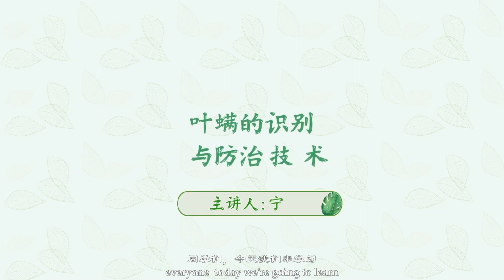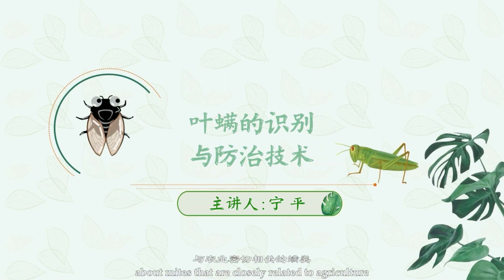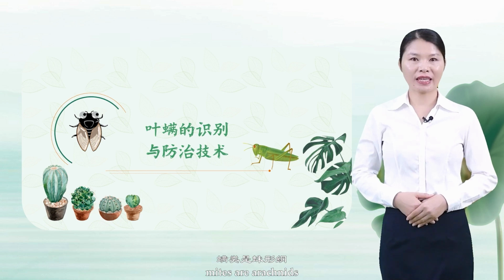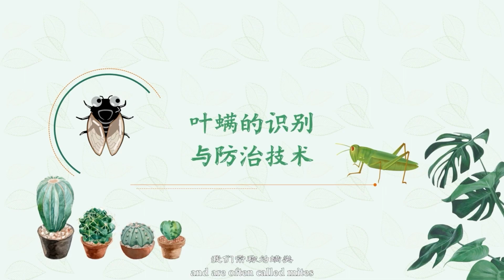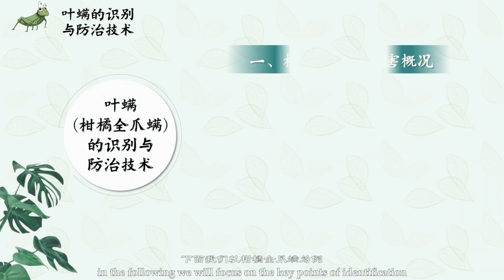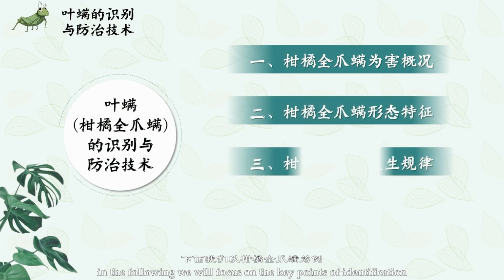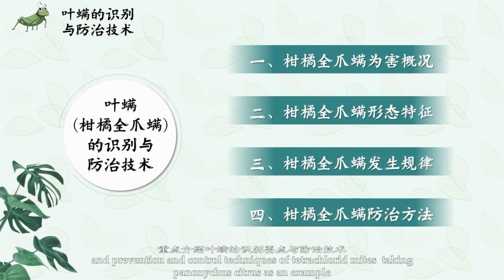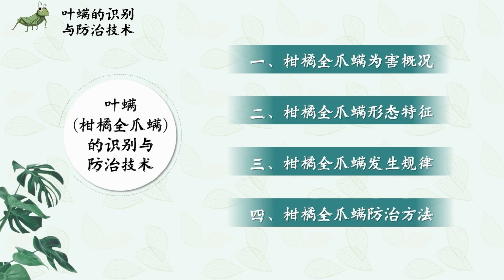Everyone, today we're going to learn about mites that are closely related to agriculture. Mites are arachnids, not insects. Today we will focus on the harmful mites of the Tetranychidae. In the following, we will focus on the key points of identification and prevention and control techniques of spider mites, taking Panonychus citri as an example.